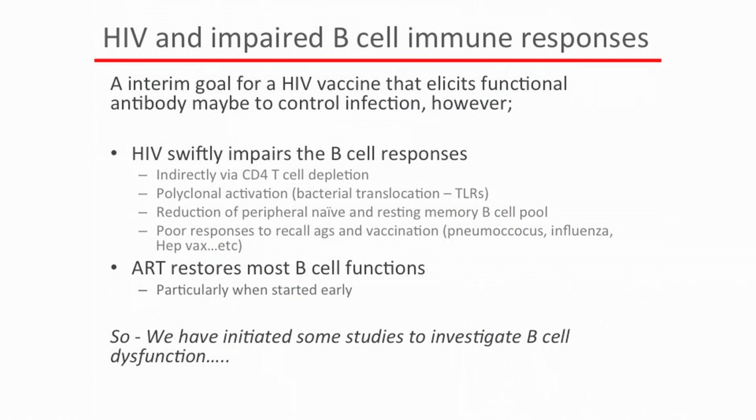An interim goal for an HIV vaccine that elicits functional antibody may be to control infection. However, HIV swiftly impairs the B cell responses, indirectly via CD4 depletion and via polyclonal activation by bacterial translocation. I'm almost contracted to say something about bacterial translocation, but Danny's not here yet, is he? That's fine. So then there's a reduction of peripheral naive and resting memory B-cell pools.